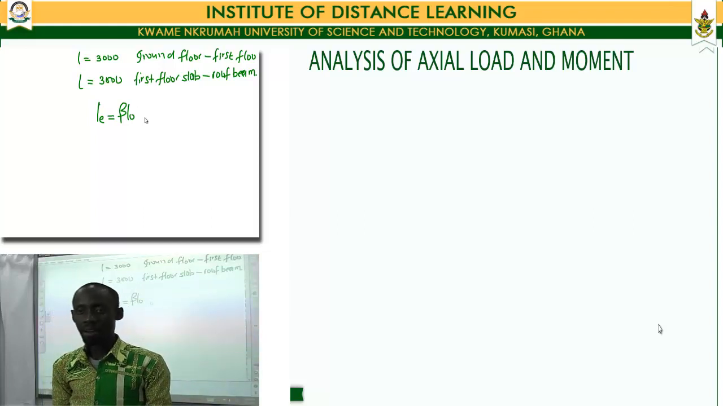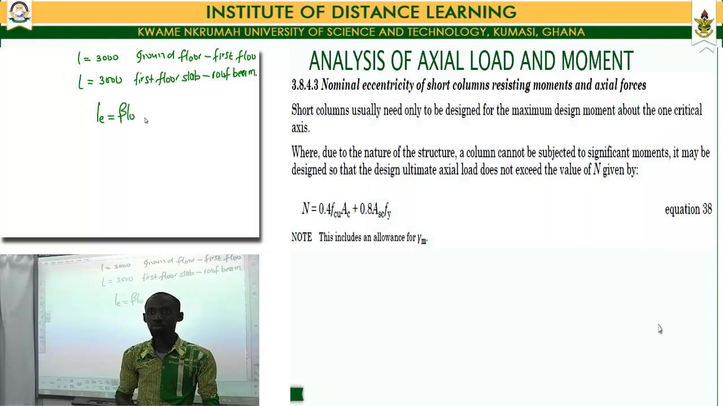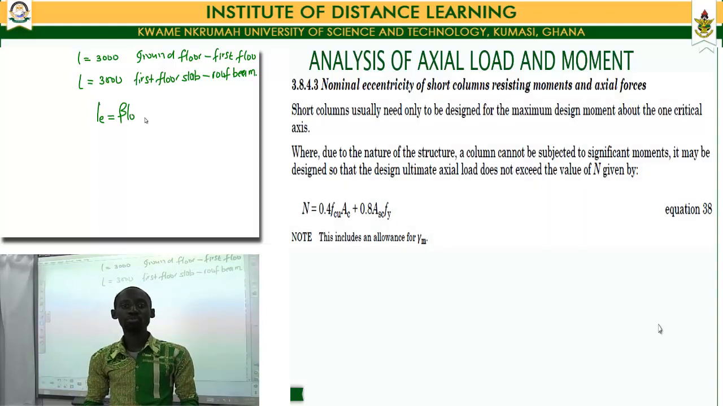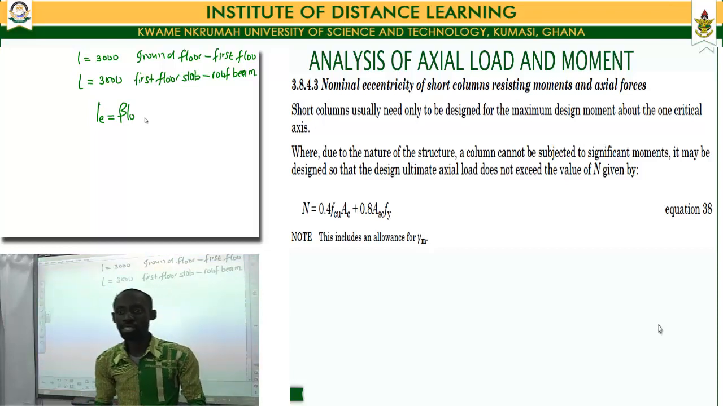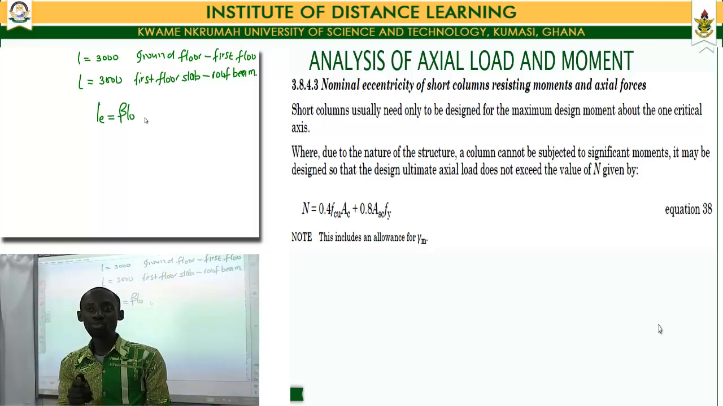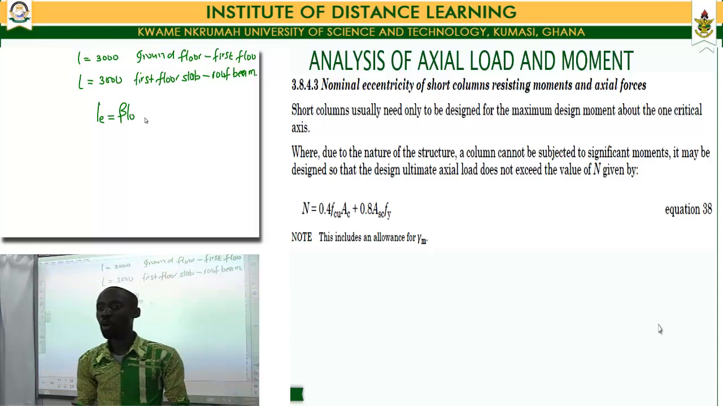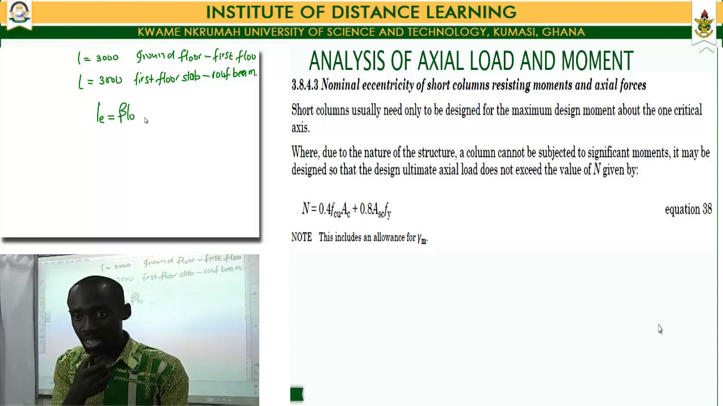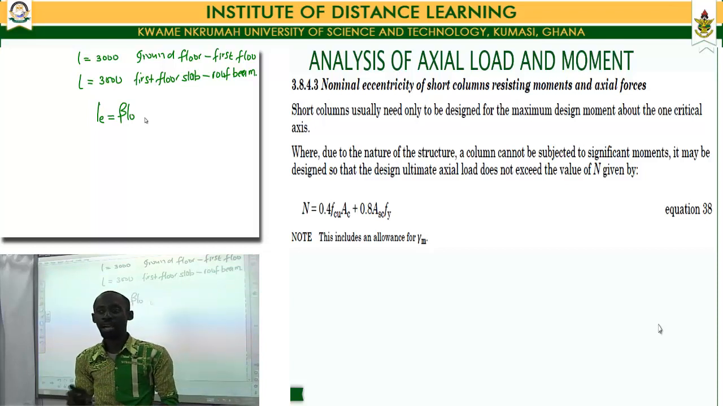Now, having arrived at the values for our ultimate design loads, we move to do our axial load and moment analysis. If we go to section 3.8.4 of our BS code, which talks about the nominal eccentricity of short columns resisting moment and axial force, it says that a short column usually needs to be designed for the maximum design moment about one critical axis. But where, due to the nature of the structure, a column cannot be subject to significant moment, it may be designed so that the ultimate load does not exceed the value given by equation 38.